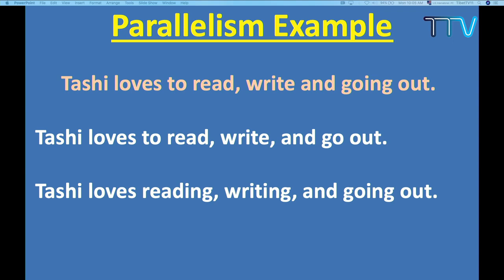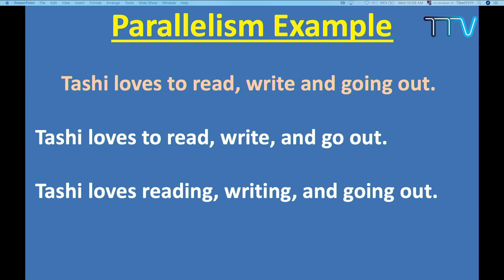What kind of mistake? It's related to parallelism. Why? Because the verb forms in the sentence are not the same. We are talking about to read and to write, and suddenly instead of to go out, we have got going out. So that is not the same, you can see. How do we change that? Either you go with the ing form or you continue with the infinitive.